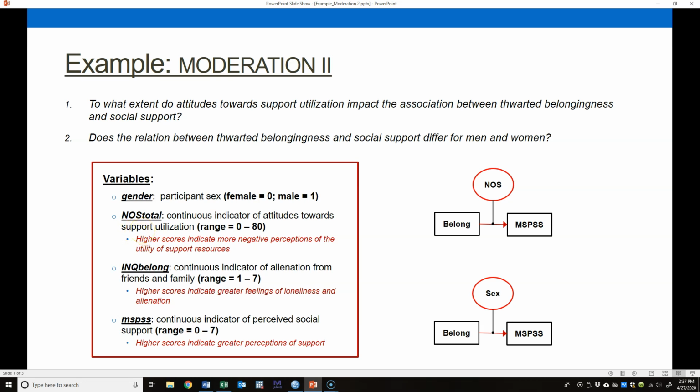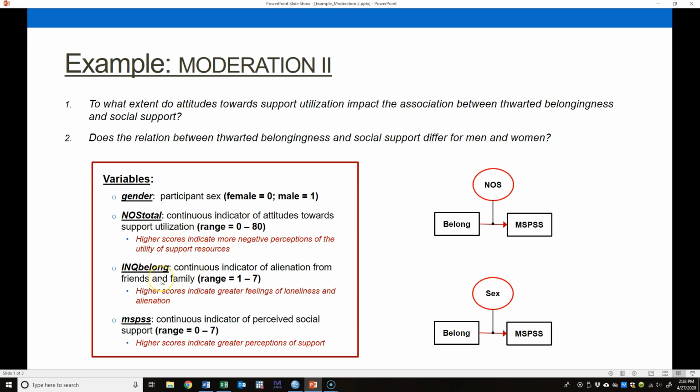So we can have lots and lots of support available to us, but if we have negative perceptions about the utility of utilizing support resources, so if I think that support resources are untrustworthy or not helpful or things along those lines, we might see that impacting different types of functioning, maybe more so than structural support. So our NOS score ranges 0 to 80. This is going to be attitudes towards whether or not it's helpful to utilize support.